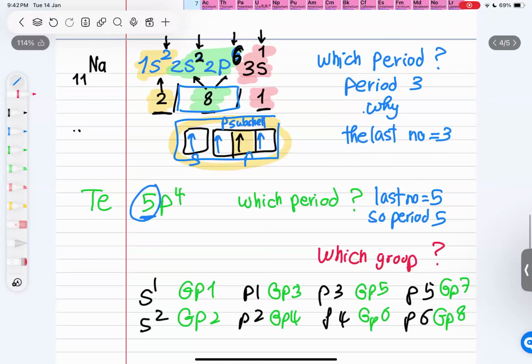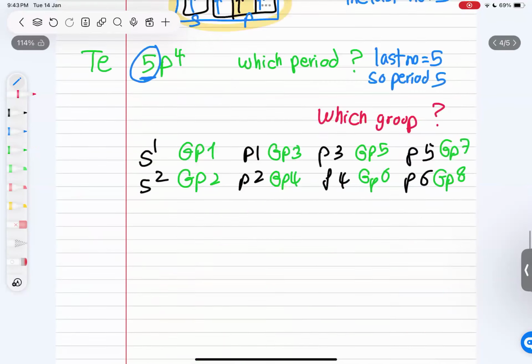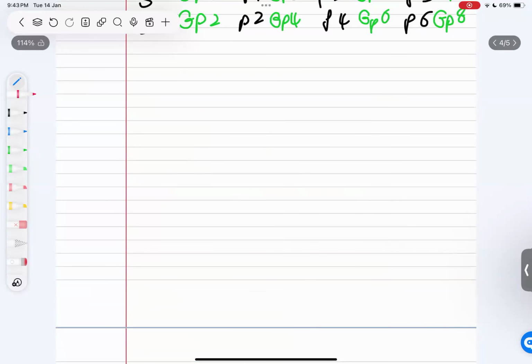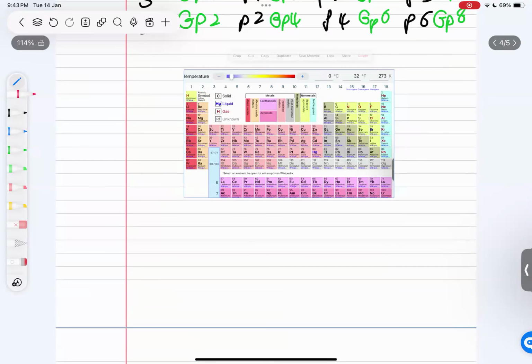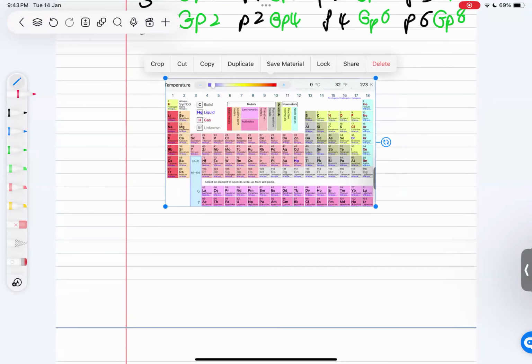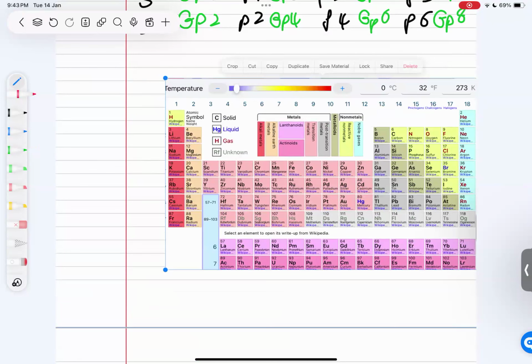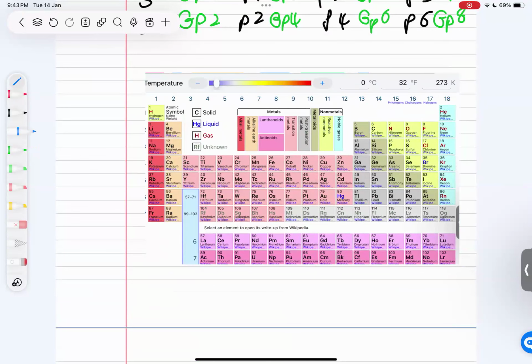Right, let's see the next elements after sodium. Let's take our first break, 2 to 3 minutes, grab water and then come back.